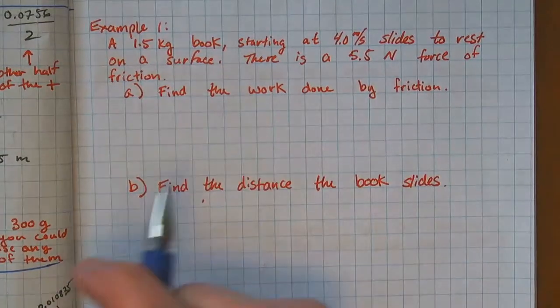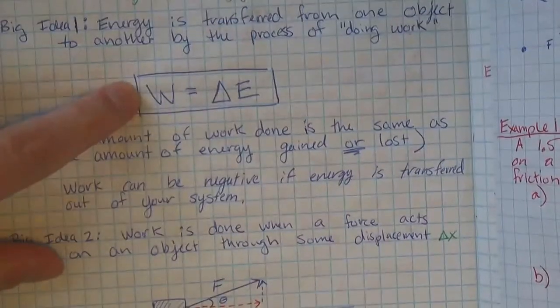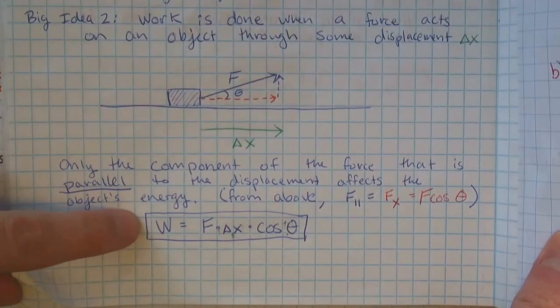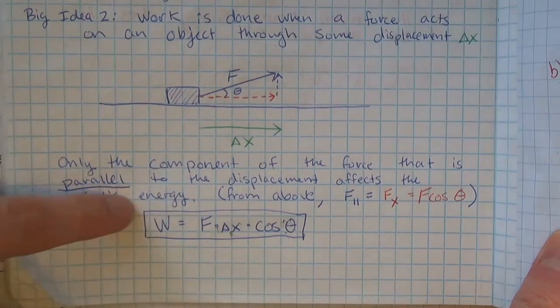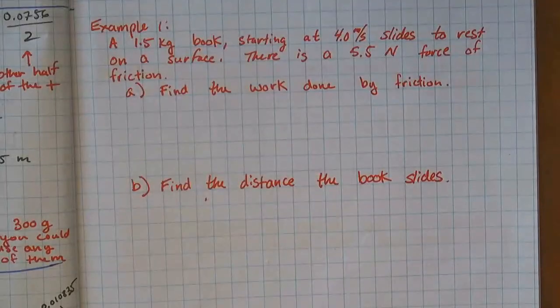Okay, so thinking back, we have basically two equations, right? We could find it by the change in energy. Work is equal to your change in energy. You could also find it by F times delta x times cosine theta if you knew forces and delta x's. So let's take a look at what we know about this one.